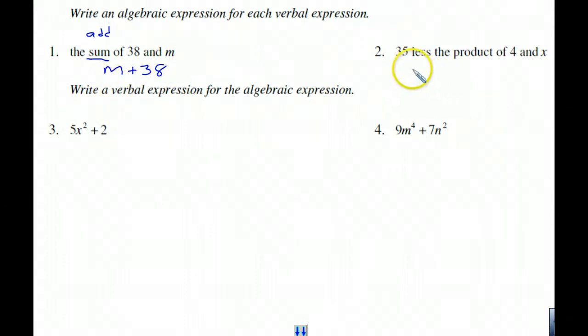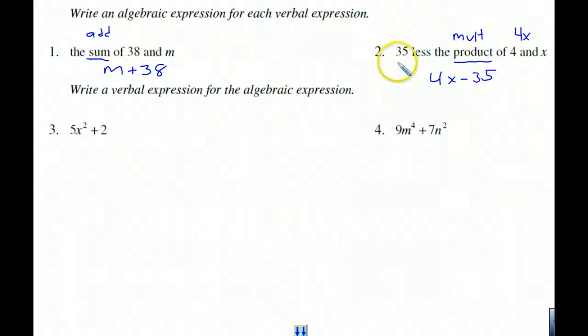Number 2, 35 less than a product of 4 and x. Okay, product means to multiply. So we're going to take the product of 4 and x. We're going to multiply those two together, which is the same as 4x. And we're going to take 35 less than that. So we'll start with 4x, and for less than we're going to subtract 35.